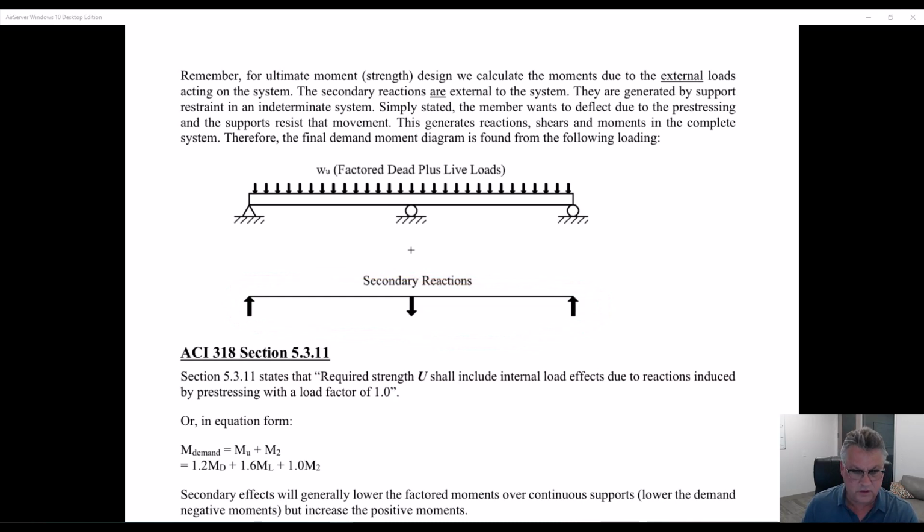Notice one thing about the secondary reactions, they must sum to 0. Pre-stressing didn't create additional weight. So, statics says that these reactions must sum to 0.